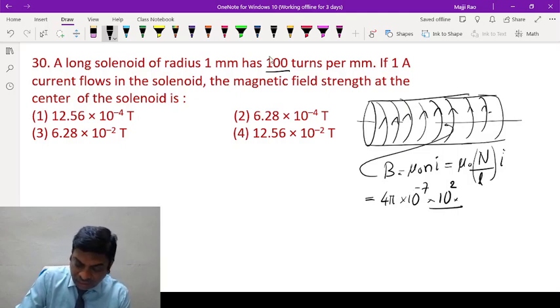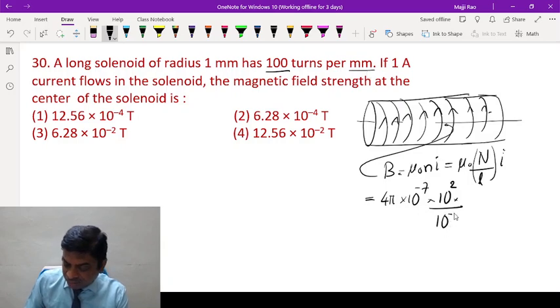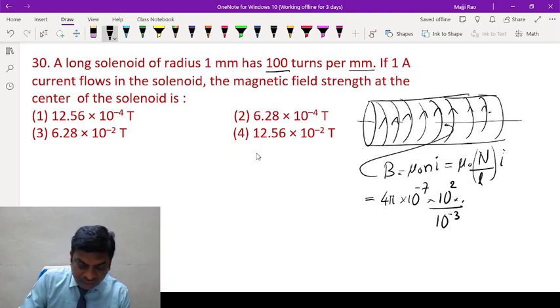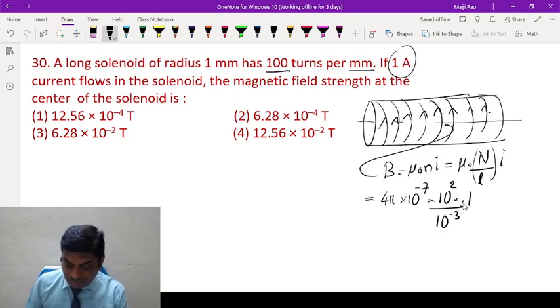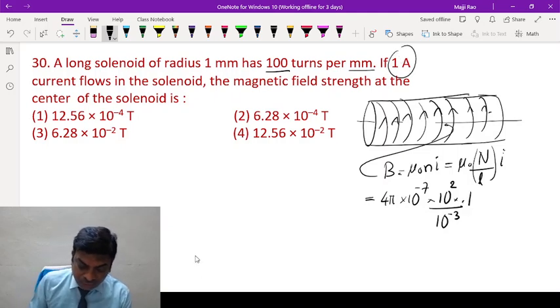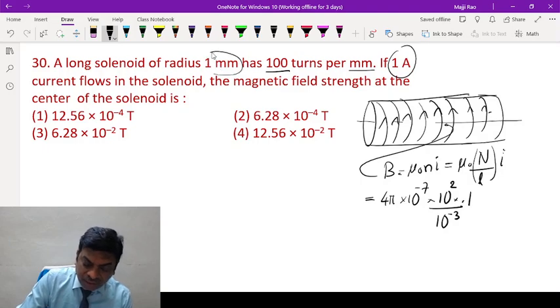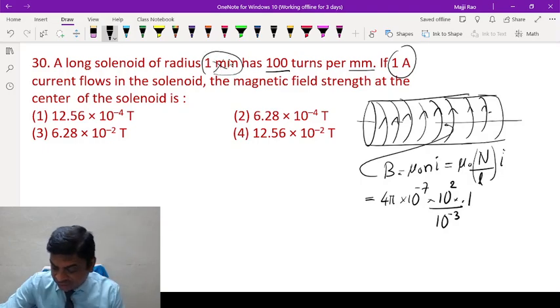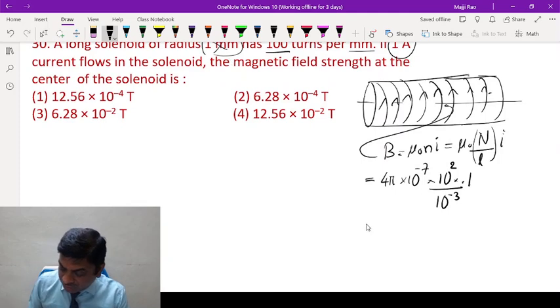Sorry, they have given small n as per mm. So length is millimeter per millimeter, so 10 power minus 3, and current is how much? Current is 1 ampere. So it has nothing to do with the radius, so we don't require the radius as such. So this will be 4 into pi. Pi is 3 point something.